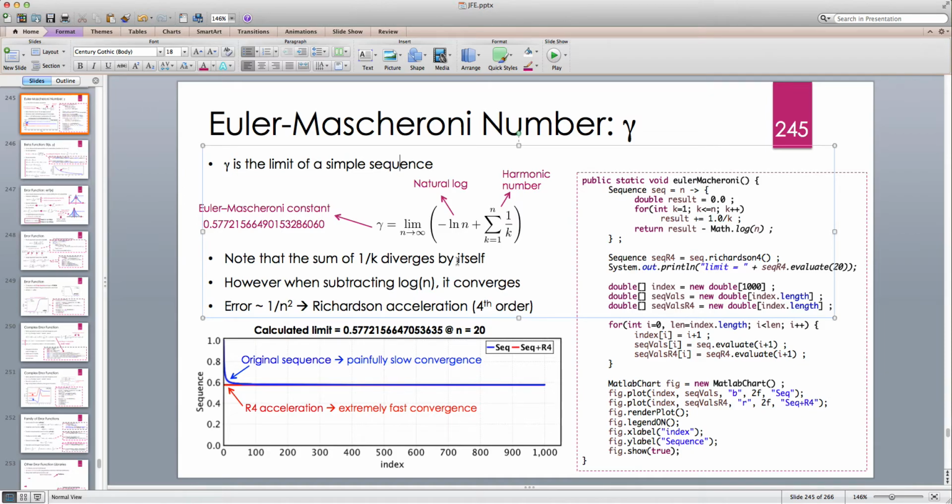To give you some ideas, all the terms of this sequence are positive. If you call this sequence a_n, a_1 is positive, and a_1 is 1, because minus log of 1 is basically 0, and the sum from 1 to 1 of 1 over k is 1. And then a_2 is positive, and you can prove that all the terms are positive.